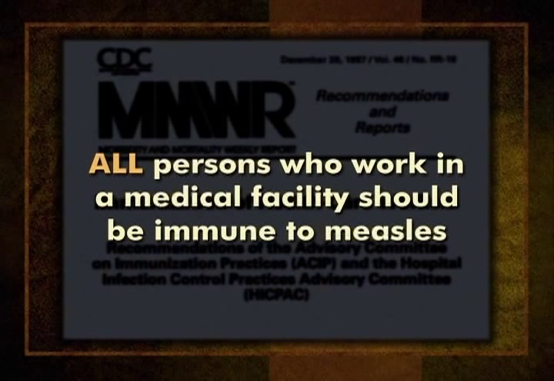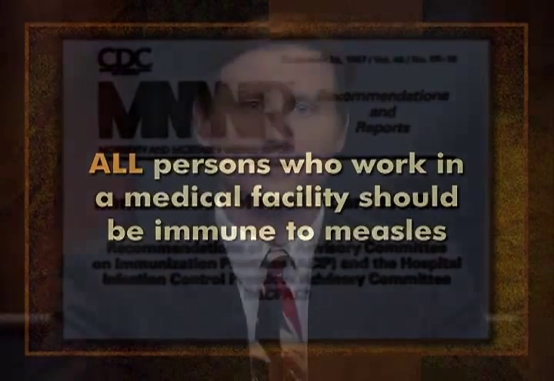The ACIP recommends that all persons who work in medical facilities should be immune to measles, not just those beginning employment, and not just those with direct patient care responsibilities. This recommendation includes students and volunteers, as well as medical and non-medical employees. Persons who were born in or after 1957 and work in medical facilities should have serologic evidence of immunity, documented physician-diagnosed measles, meaning a written dated record, or documentation of two doses of measles vaccine. Because of the importance of measles immunity in healthcare personnel, ACIP recommends that facilities implement policies that require a dose of measles vaccine for persons born before 1957, unless they have other evidence of measles immunity.